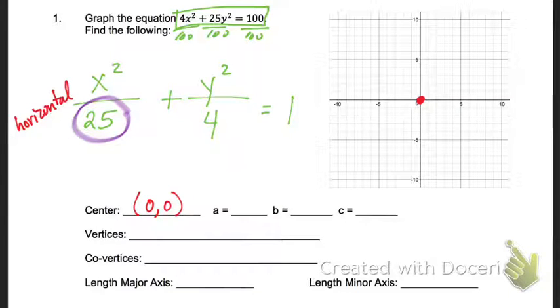Now, since it's a horizontal, I'm going to take the square roots of my denominators, and that's how many points I go out. So my A is going to be the square root of 25, which is 5. So I'm going to go out 5 to the left and 5 to the right. And then this would be my B. So the square root of 4 is 2. So I'm going to go up 2, down 2. And then we don't do C at all because that has to do with the foci, and we're not talking about foci. And then I connect my dots. Well, that was not good.